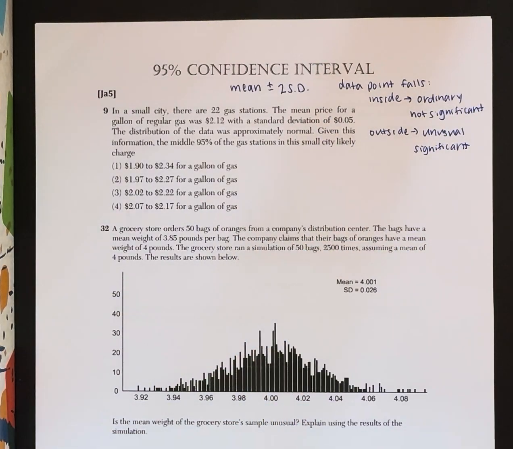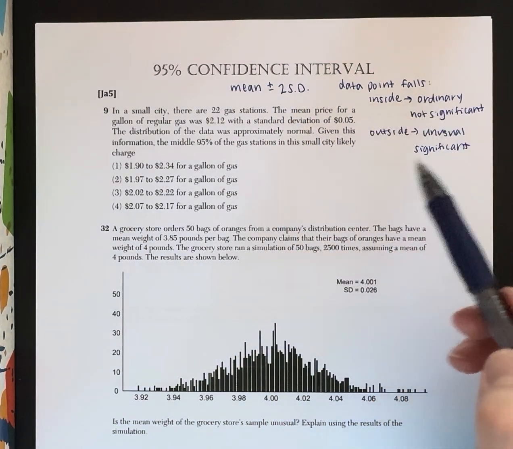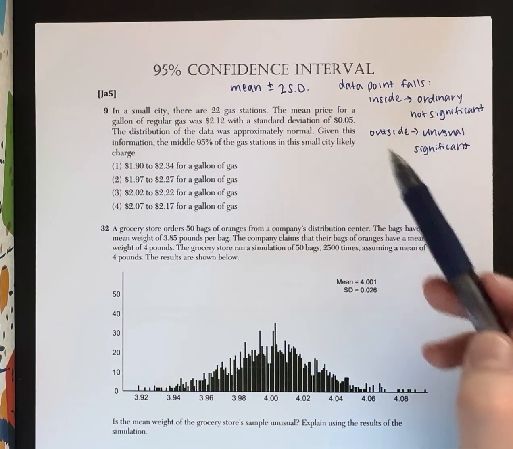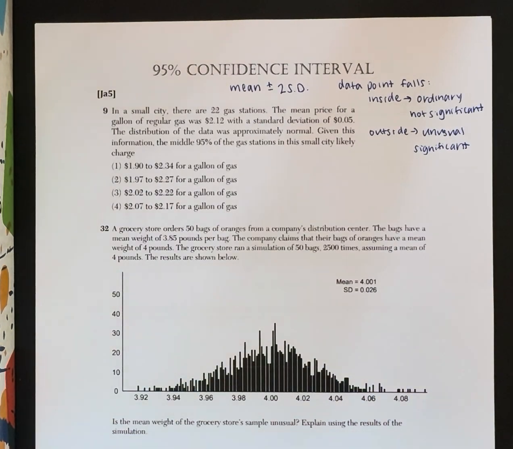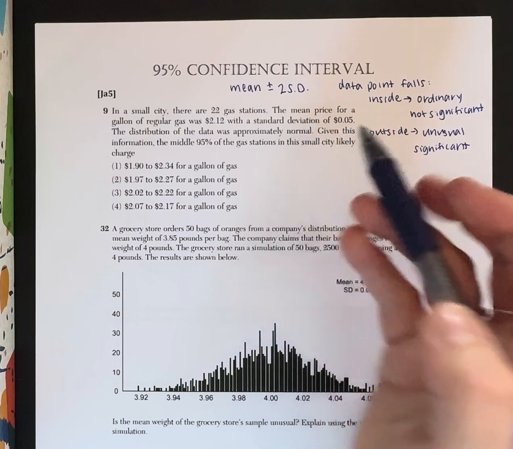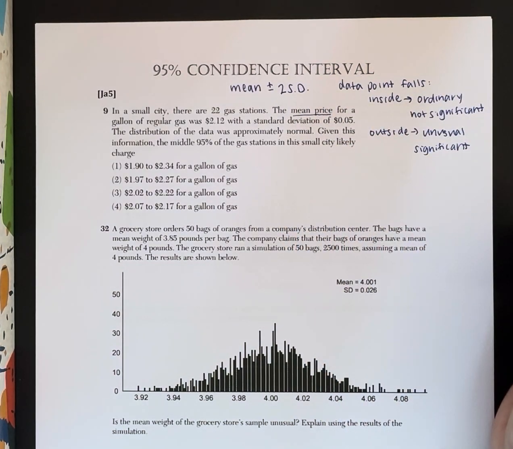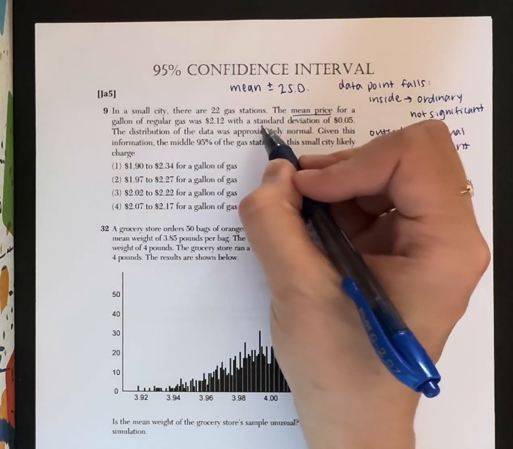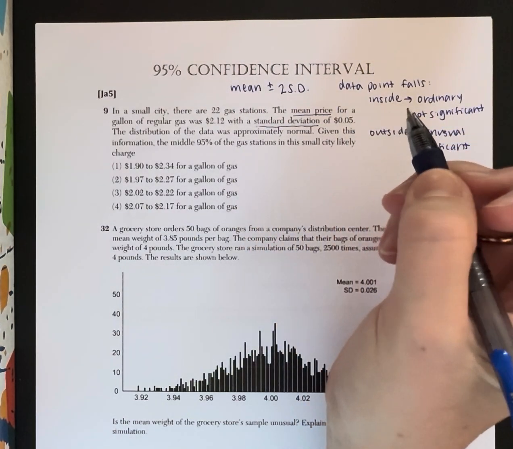All right, so some questions will ask you just to create an interval, and some questions will ask you a follow-up question of like, is some random result significant or not significant, or is it unusual or not. So the first one says, in a small city, there are 22 gas stations. The mean price for a regular gallon of gas was $2.12 with a standard deviation of 5 cents. The distribution of the data was approximately normal.